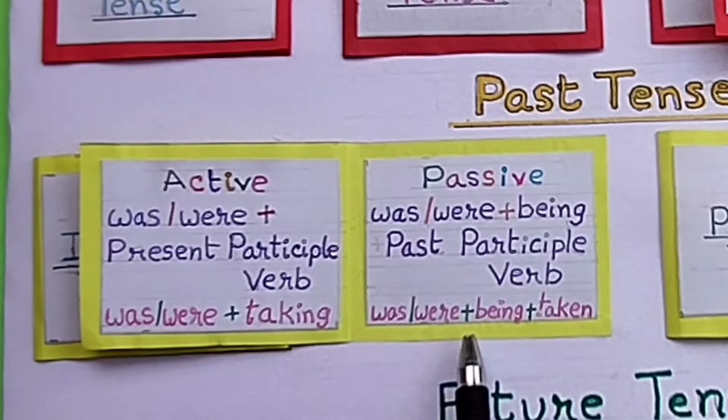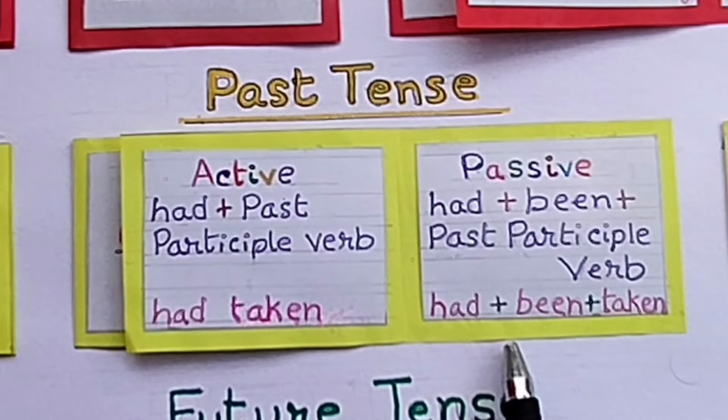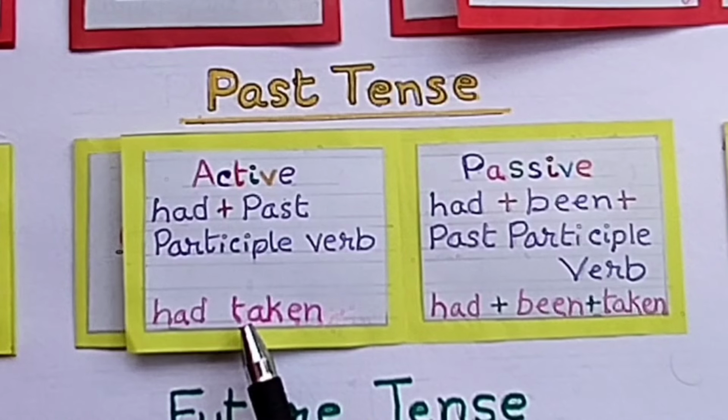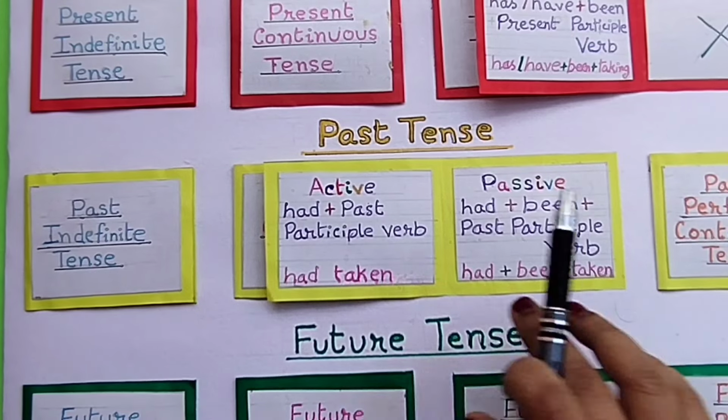Past perfect tense. Active voice: had plus past participle form of verb, had taken. Passive voice: had plus been plus past participle form of verb, had plus been plus taken. For example, active voice, they had played football. Passive voice, football had been played by them.